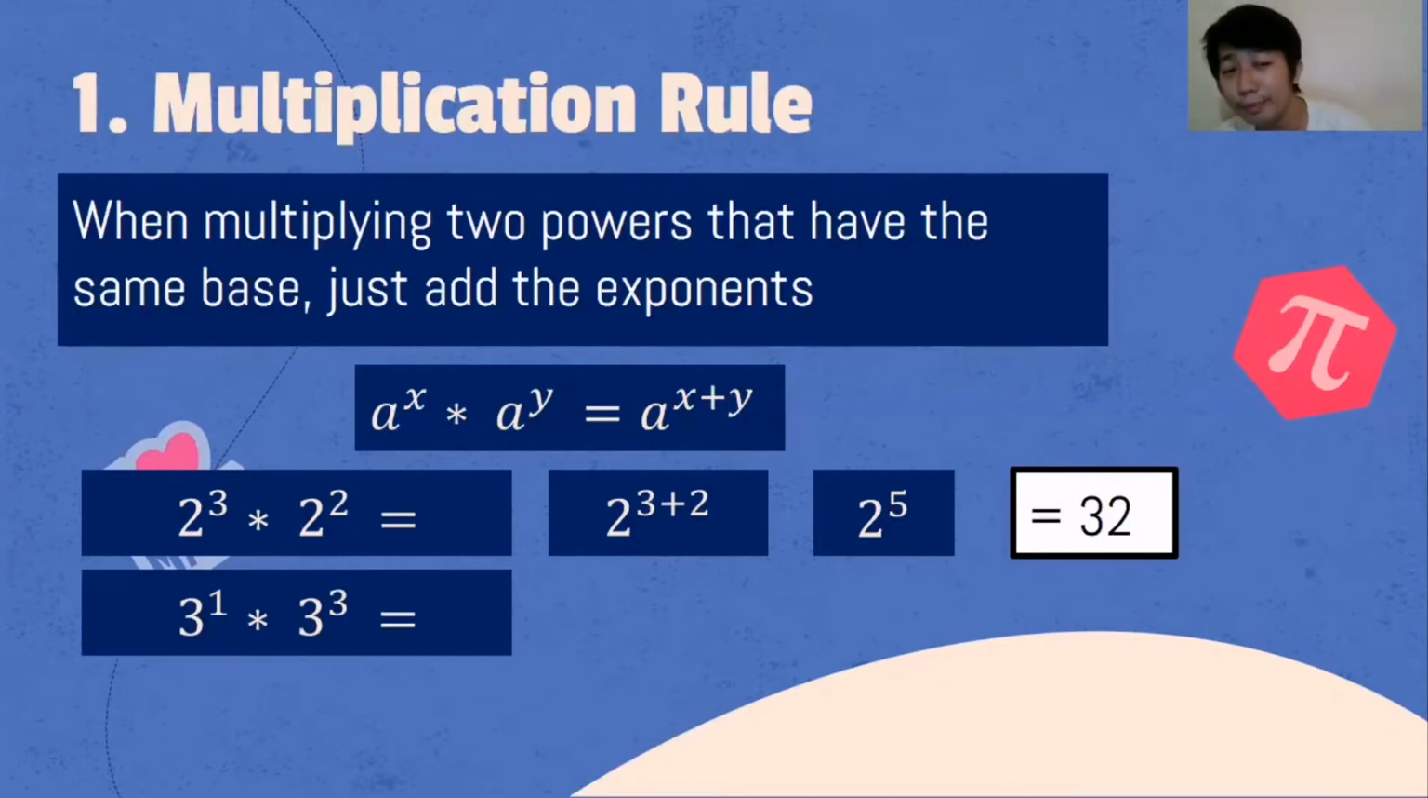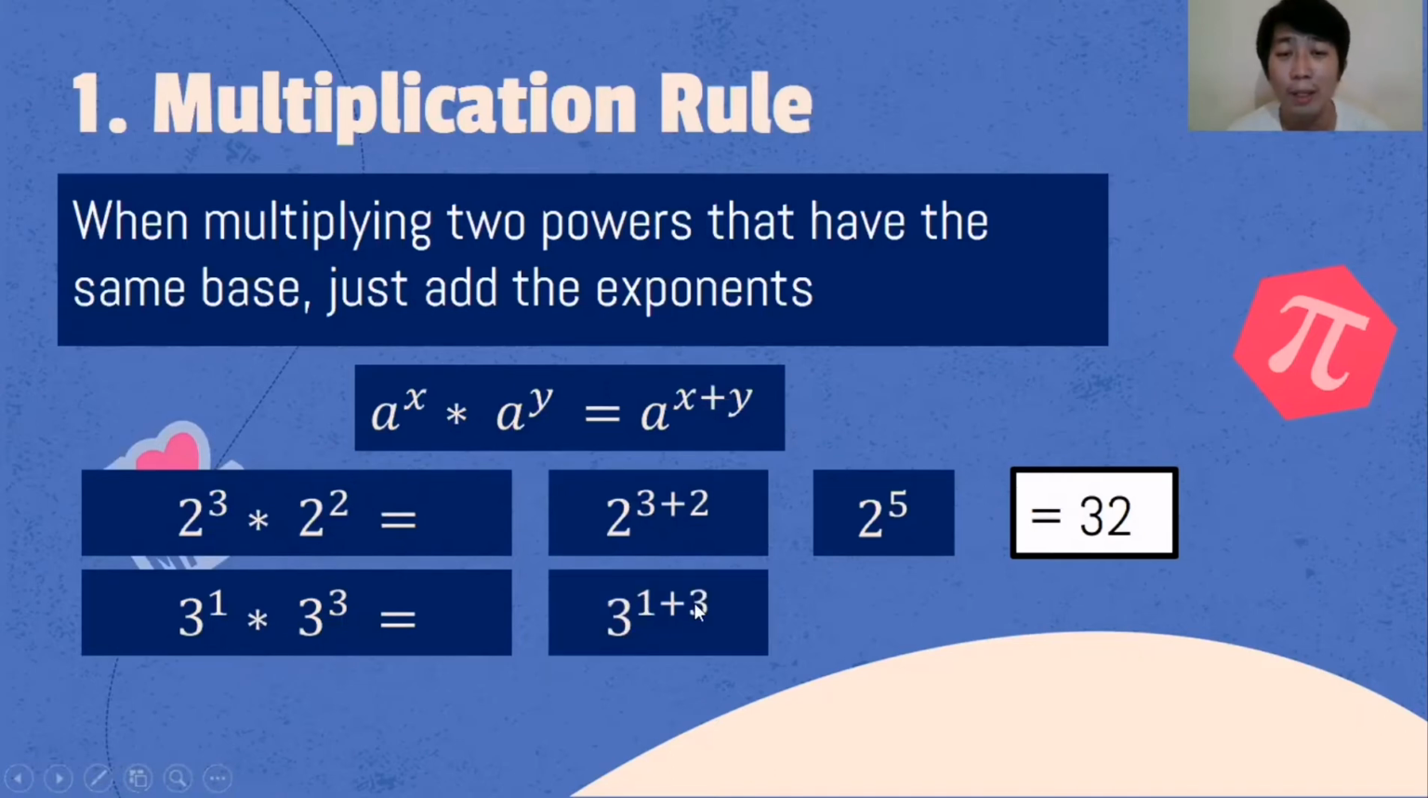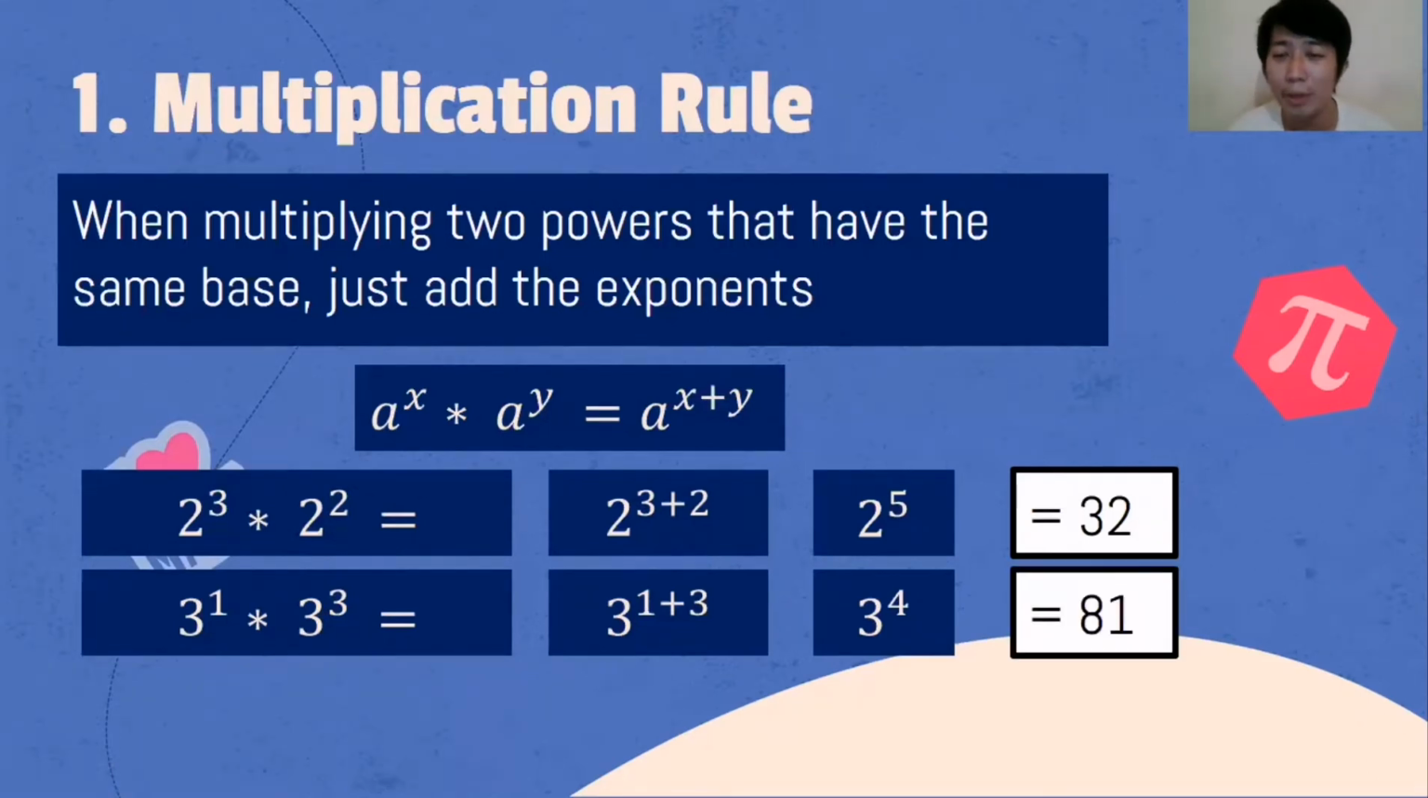Another example, 3 raised to 1 multiplied by 3 raised to 3. What is our rule? When multiplying two powers that have the same base, just add the exponents. We have 3 raised to 1 and 3 raised to 3. We will just be adding 1 plus 3. That is 3 raised to 1 plus 3. What is 1 plus 3? That is 4. That's why it becomes 3 raised to 4. Then what is 3 raised to 4? 3 times 3 times 3 times 3. That is 81. 3 times 3 is 9, multiplied by 3 is 27, multiplied by 3 is 81.